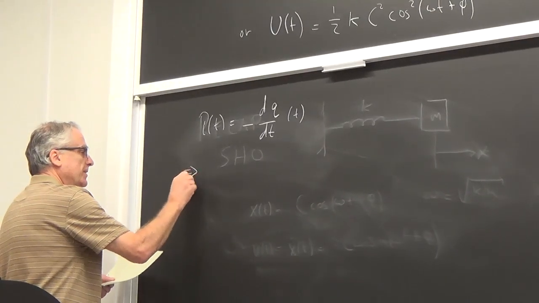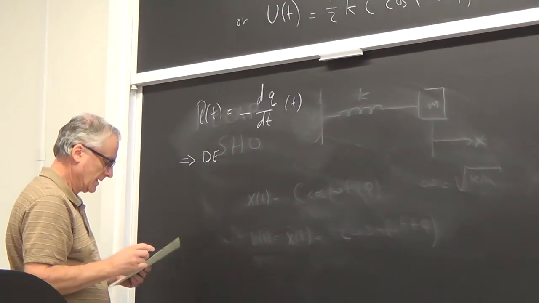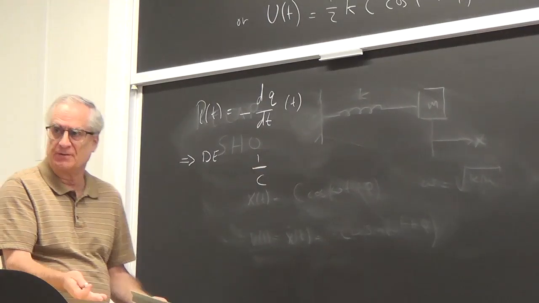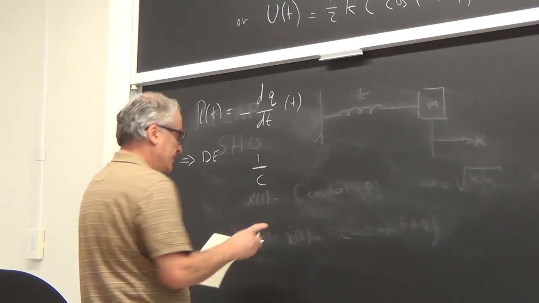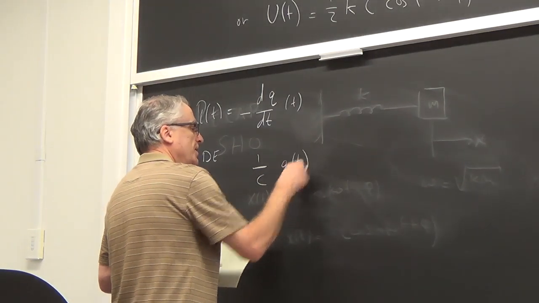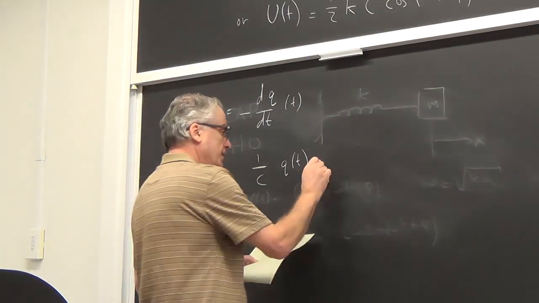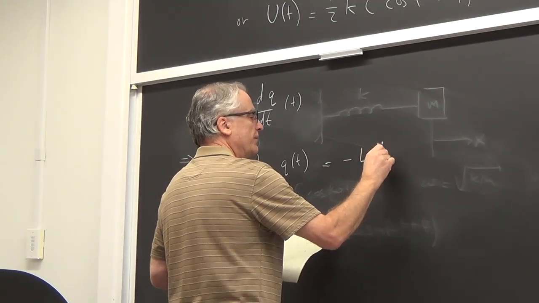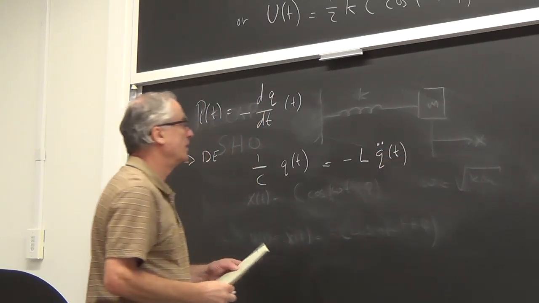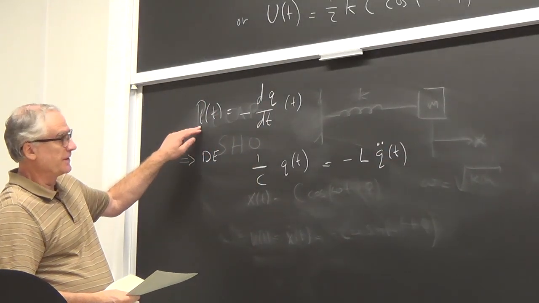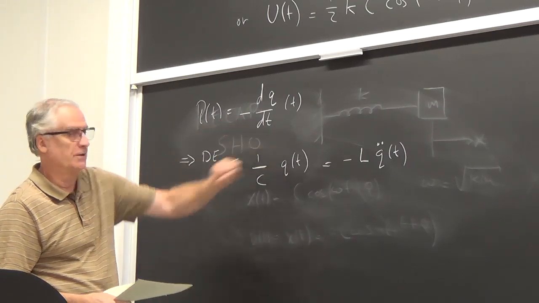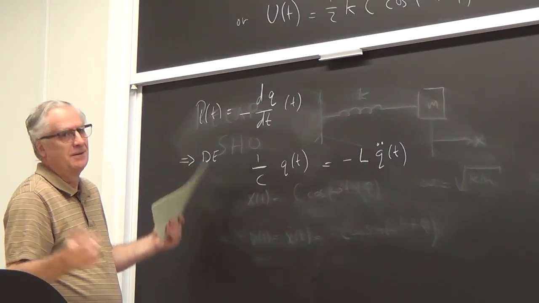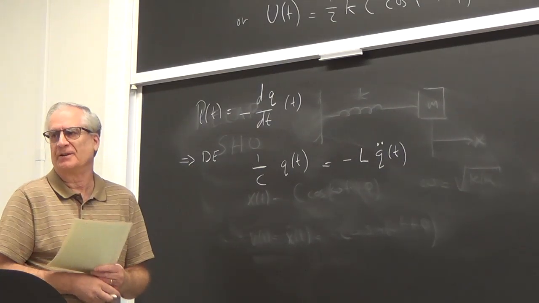Okay, so that means we get a differential equation that says that the voltage across the capacitor is the same as the voltage across the inductor. It says 1 over C q of t is equal to minus L times the second derivative of q, because I have to take di by dt. So I get that derivative and minus that puts in there. And then that's a simple harmonic oscillator again.